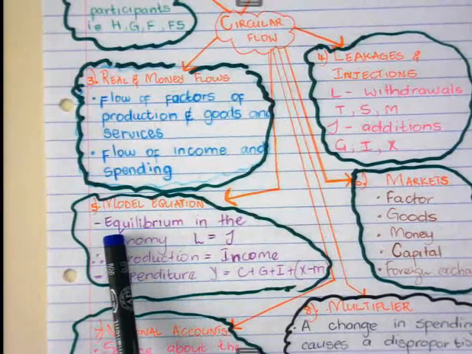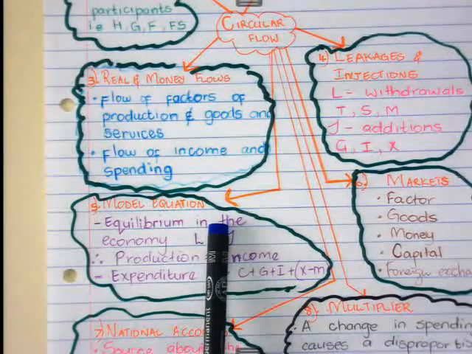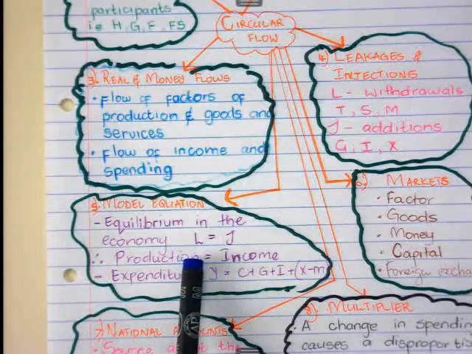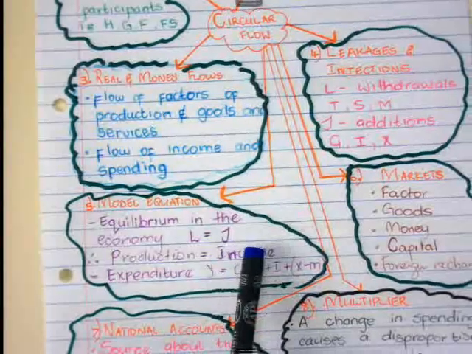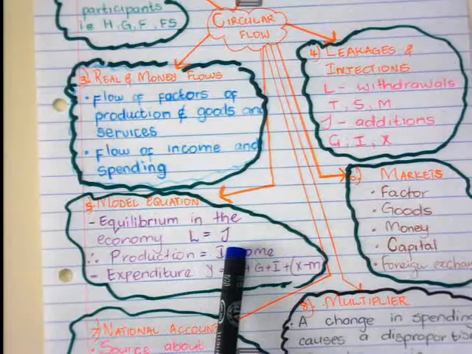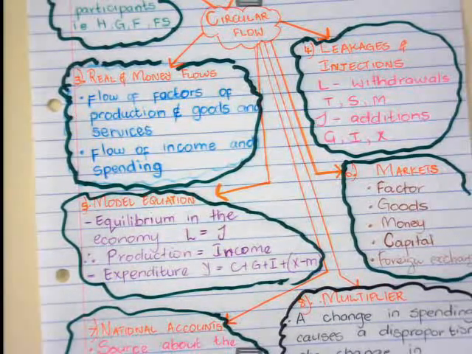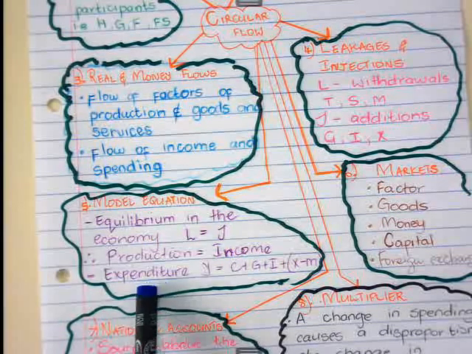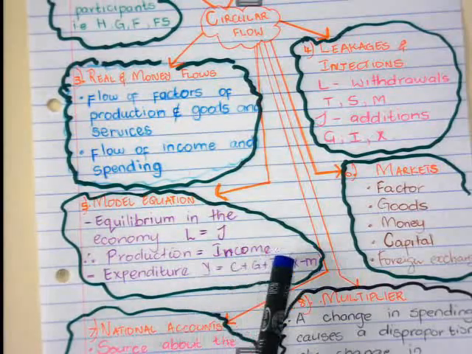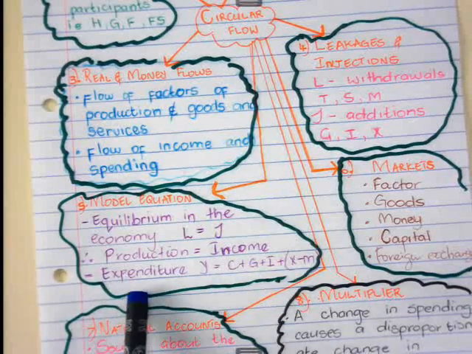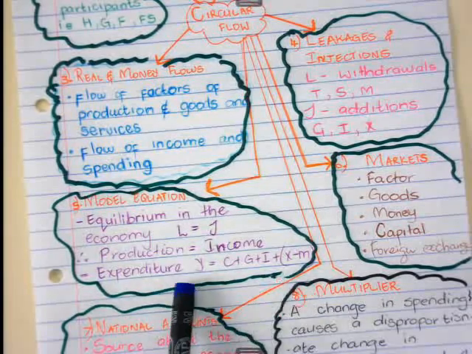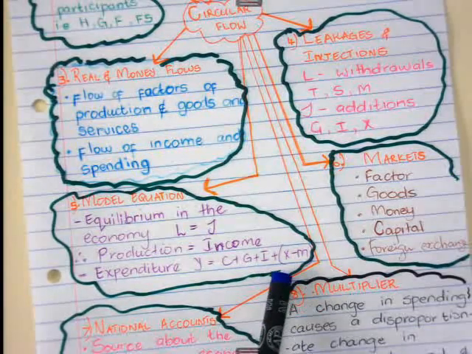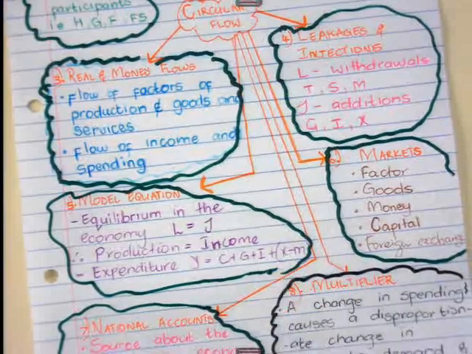Within the circular flow, we are also going to do the model equation. And we say that the economy is in equilibrium only when the leakages are equal to the injections. When leakages and injections are equal, then we say the economy is in equilibrium. And when the economy is in equilibrium, it means that production is equal to income, which is equal to expenditure. And this is our model equation: Y = C + G + I + (X - M).